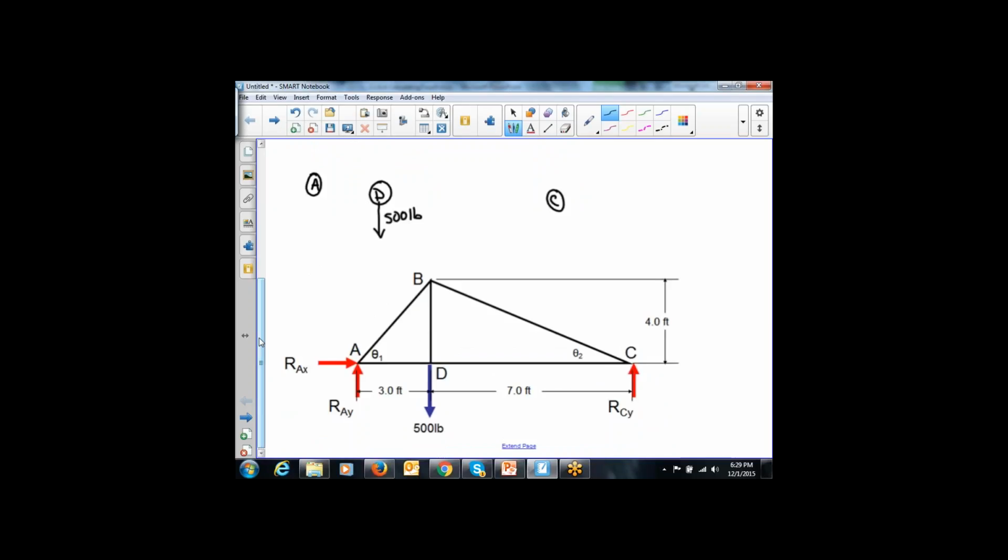Later in the PowerPoint, we are given some measurements that we need to know. I didn't want to show this to you right away because it's got the reaction forces already drawn on it, and so I wanted to go ahead and make sure I talk through that. So this comes later in the PowerPoint. What we know is the distance from joint A to D is 3 feet, from joint D to C is 7 feet, from vertically B to D is 4 feet.